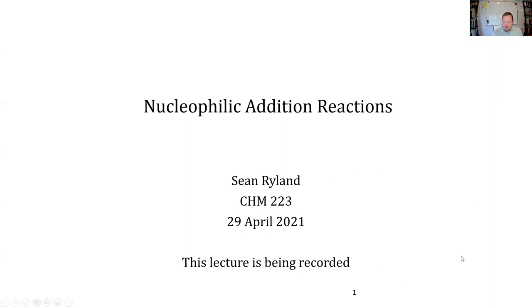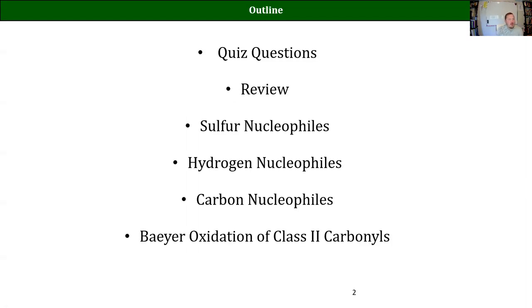So we're going to keep adding a couple of new nucleophilic addition reactions. Most of these are pretty straightforward. The sulfur and the hydrogen nucleophiles are going to look a lot like our other nucleophilic addition reactions. Sulfur is really very similar chemically to oxygen, so it's going to behave a lot like our oxygen nucleophiles did.